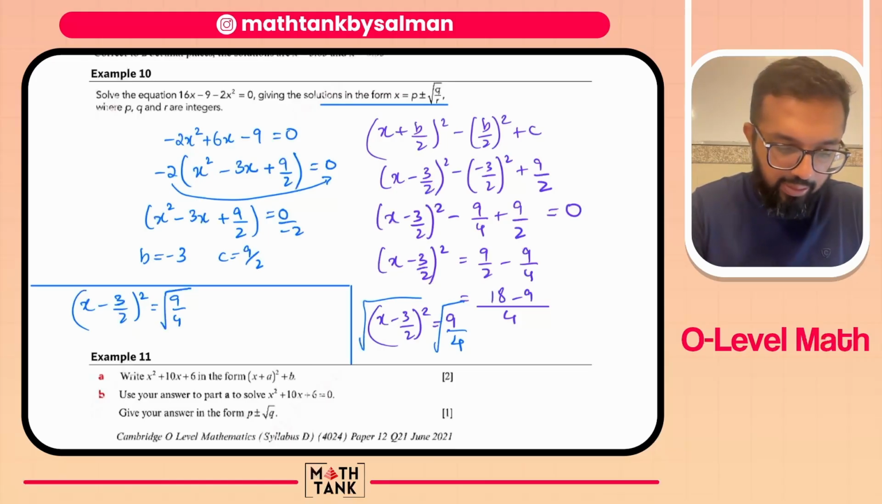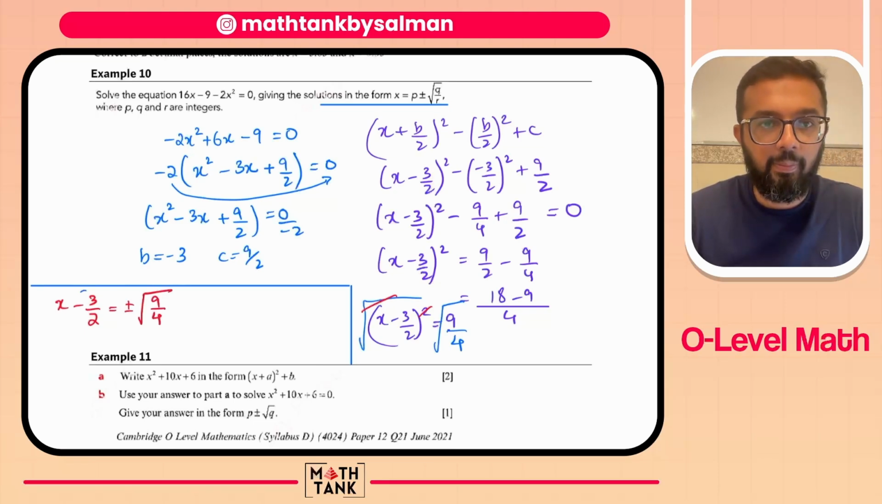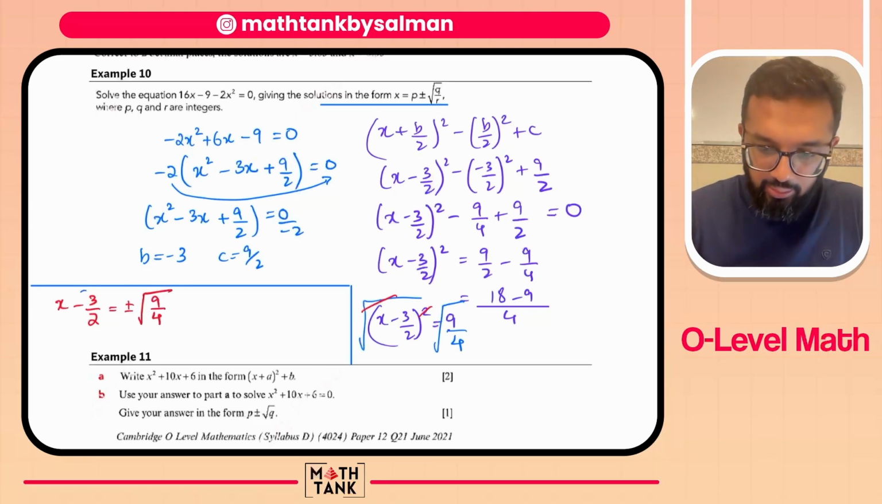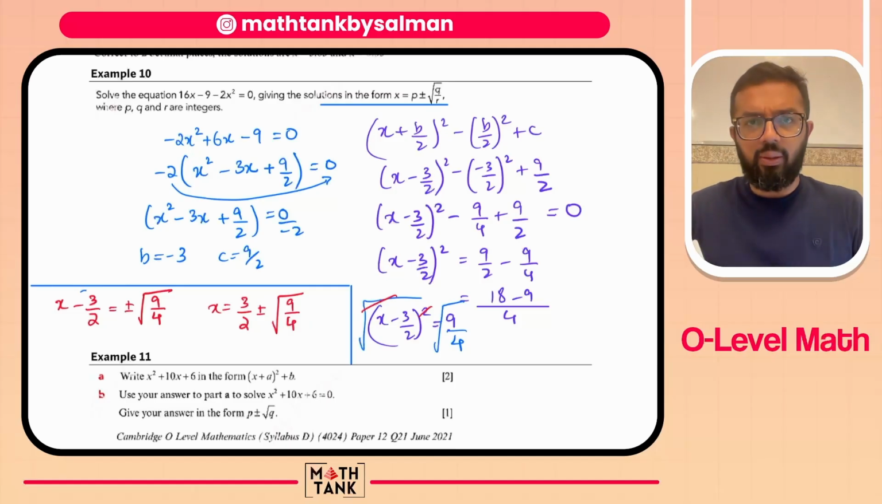Okay, I messed up something. I didn't get rid of the roots. So this root cancels out with that. So x minus 3 over 2 equals plus minus root of 9 over 4. Then can you move it? x equals 3 over 2 plus minus root of 9 over 4. That is the correct way of doing this question.